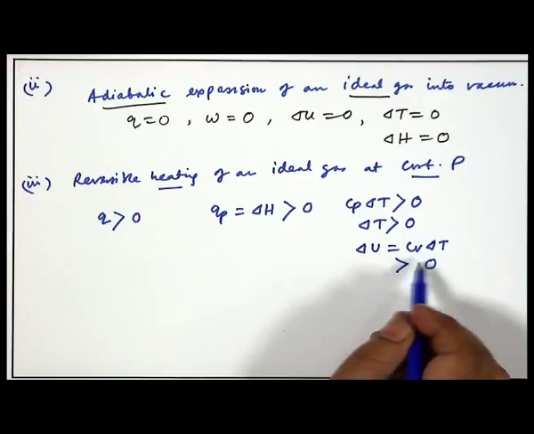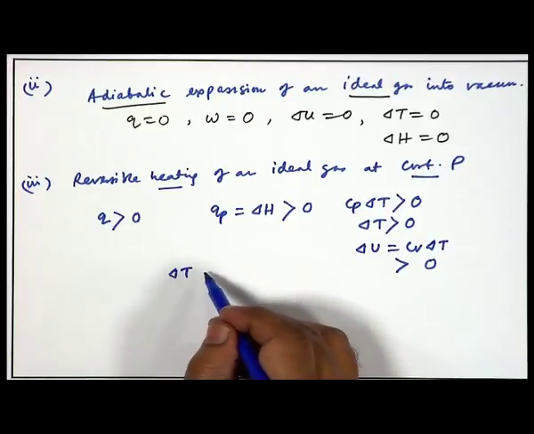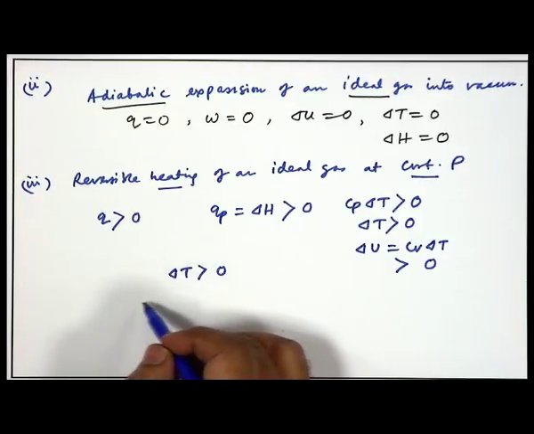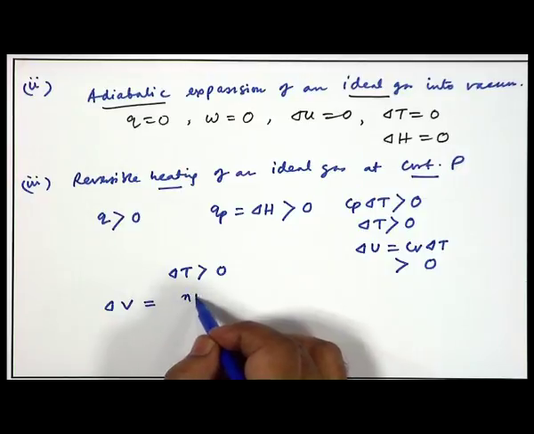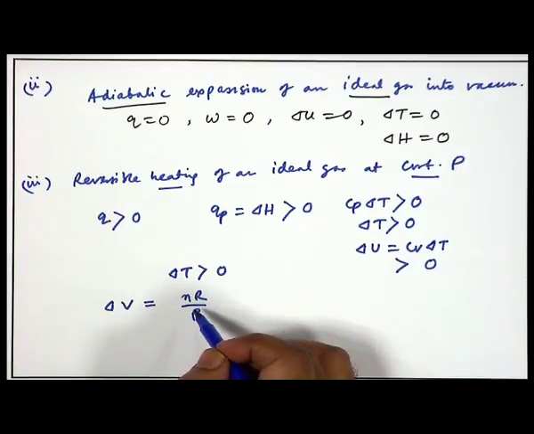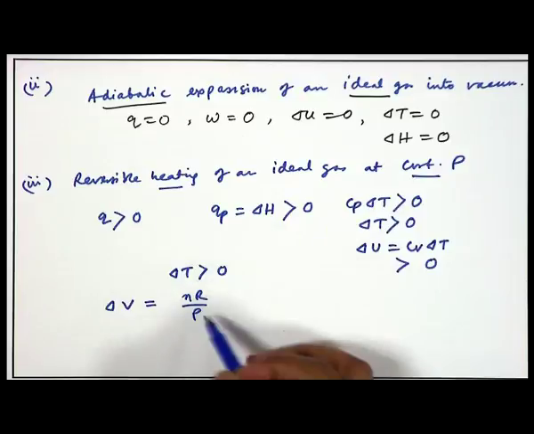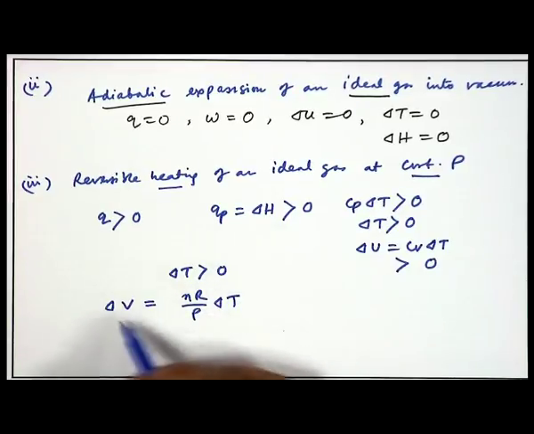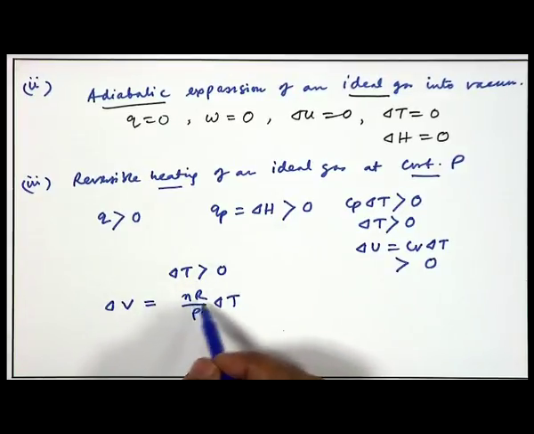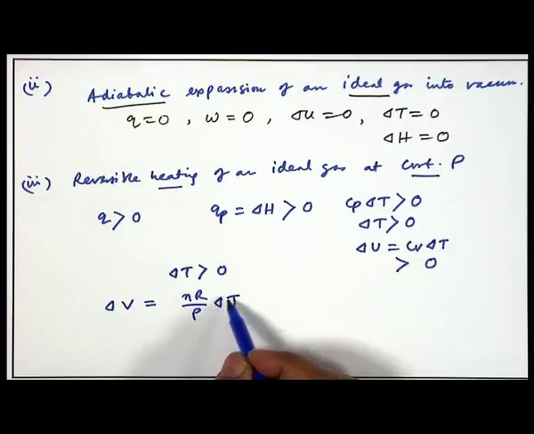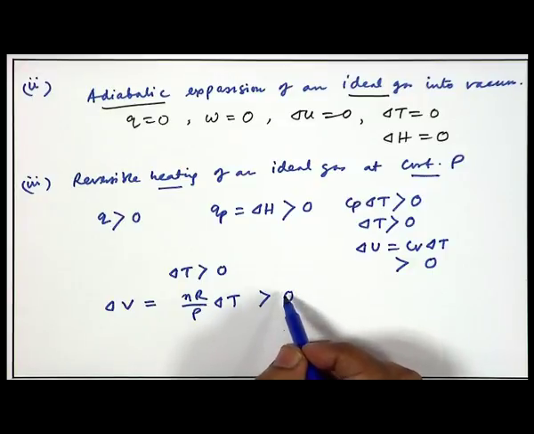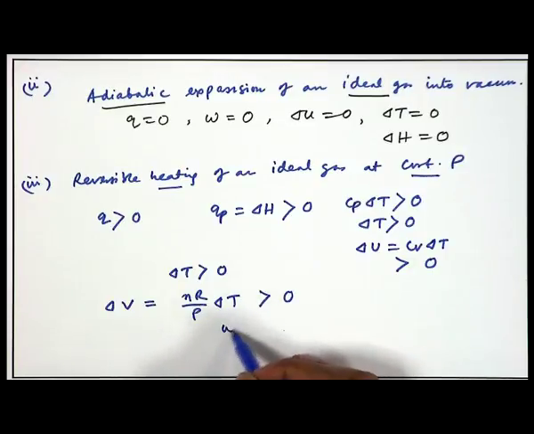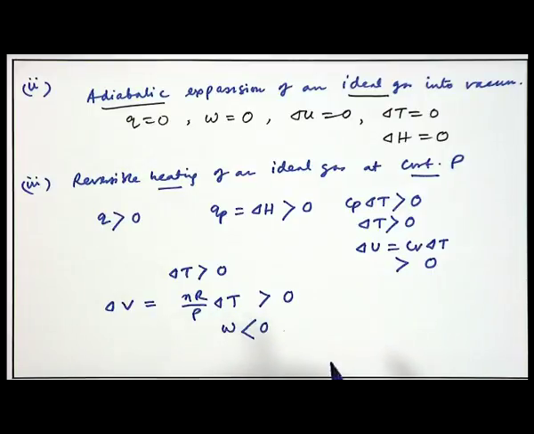If del T is greater than 0, what about del V? We are talking about a constant pressure process, so P is constant. For an ideal gas, del V is given by nR over P times del T. As del T is greater than 0, del V is also greater than 0, and as del V is greater than 0, W is less than 0.